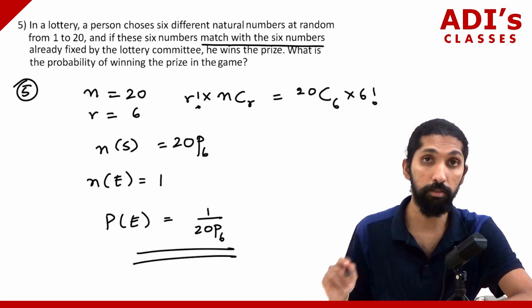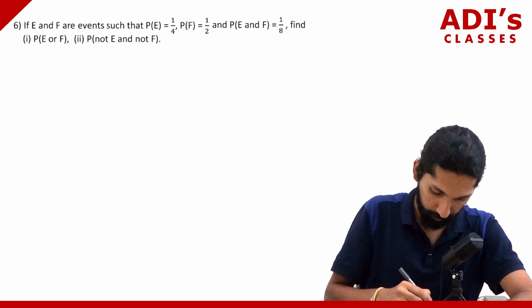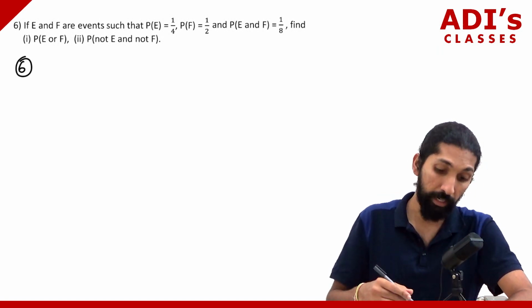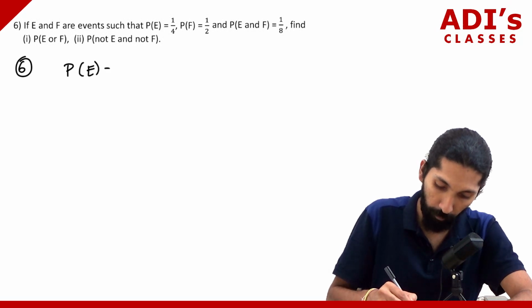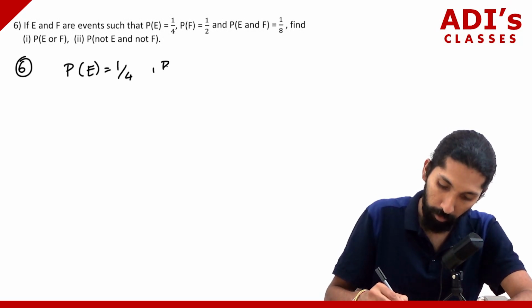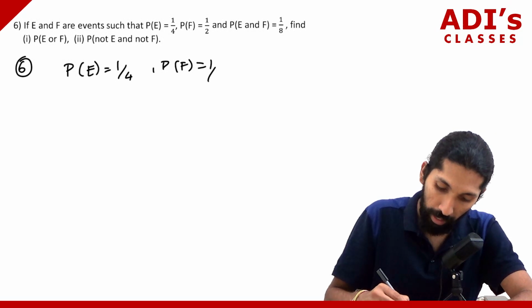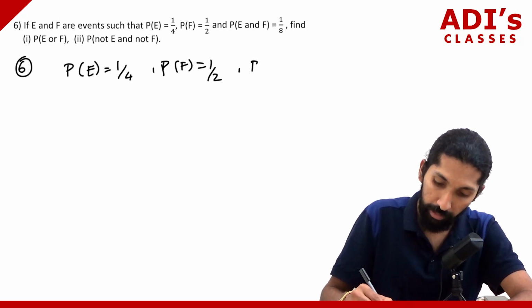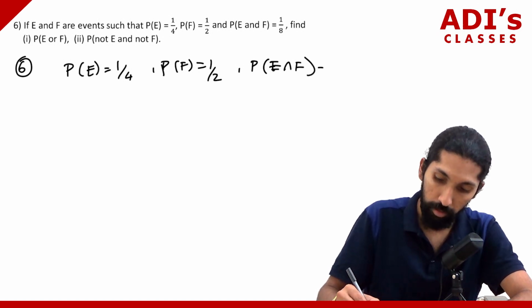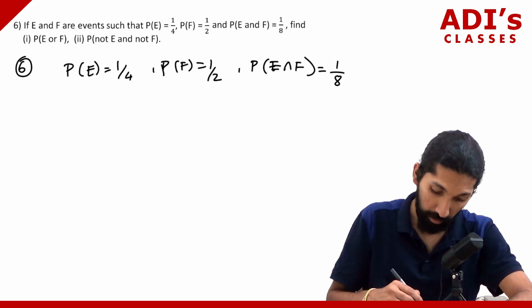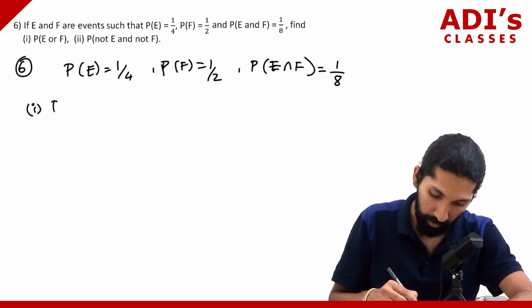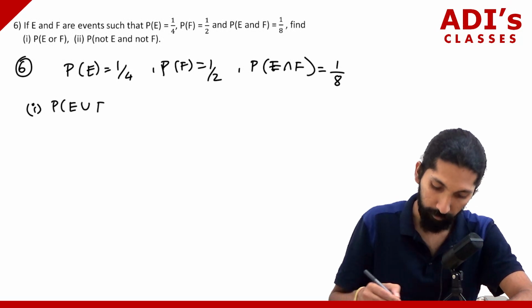Now let's go for the sixth one. See the sixth one. E and F are events such that P(E) is equal to 1 by 4, P(F) is equal to 1 by 2, and P(E intersection F), because it's E and F, is 1 by 8. Correct? And what are they asking? The first one is P(E union F).